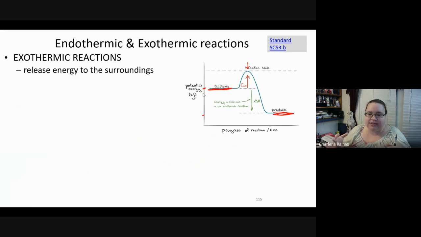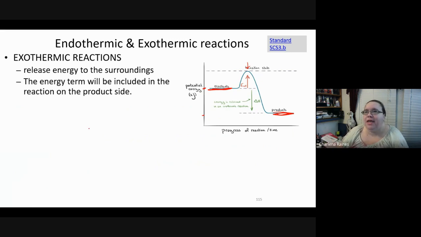If we are doing this in a laboratory setting, you could notice it because the container that the reaction is occurring in actually starts to get warm. It feels hot because the reaction inside is releasing energy. You could also see it in terms of it giving off light, so it starts to glow, or it actually catches on fire. Now, the thing about our energy in terms of a chemical reaction, that energy is going to be on the product side.